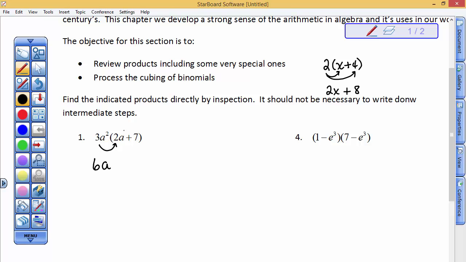Be careful and be sure that you add the exponent. So that's got an exponent of 1. So 2 plus 1 is a to the third. And 3a squared times 7 is 21a squared.